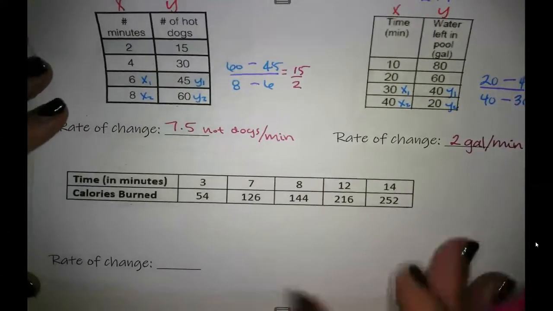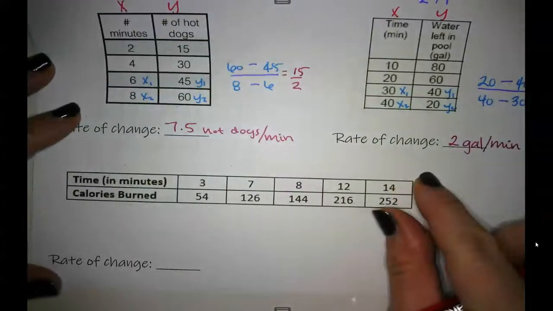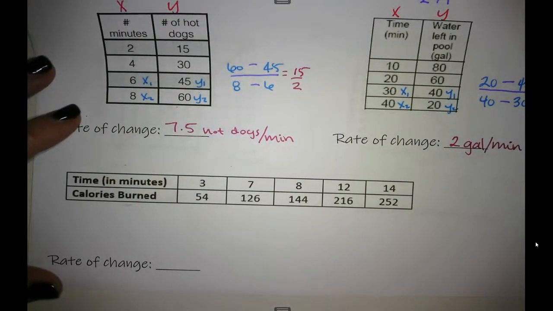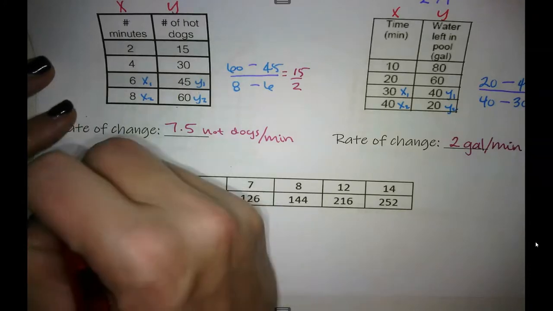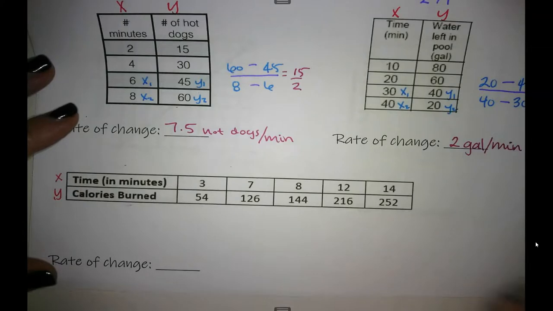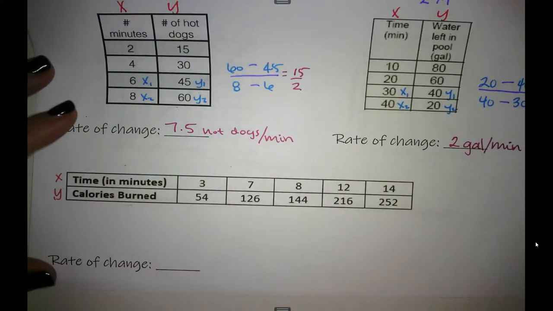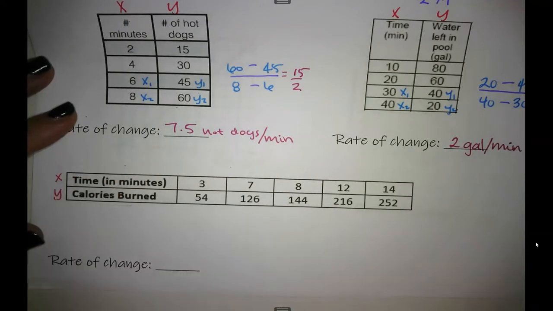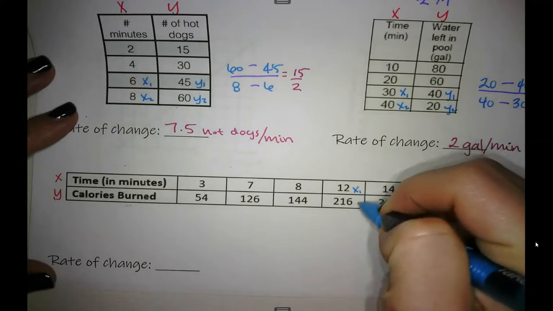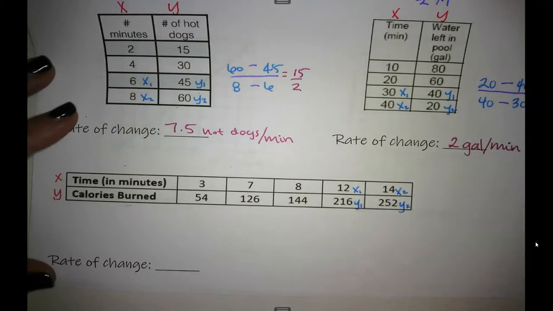All right, same thing in our final table, except our table is this one. But still, our x's always come first, just like the alphabet, X, Y, Z. So this top one is our x, and the bottom one is our y. We want to know what are the calories burned per minute. So this is x1, y1, x2, y2.